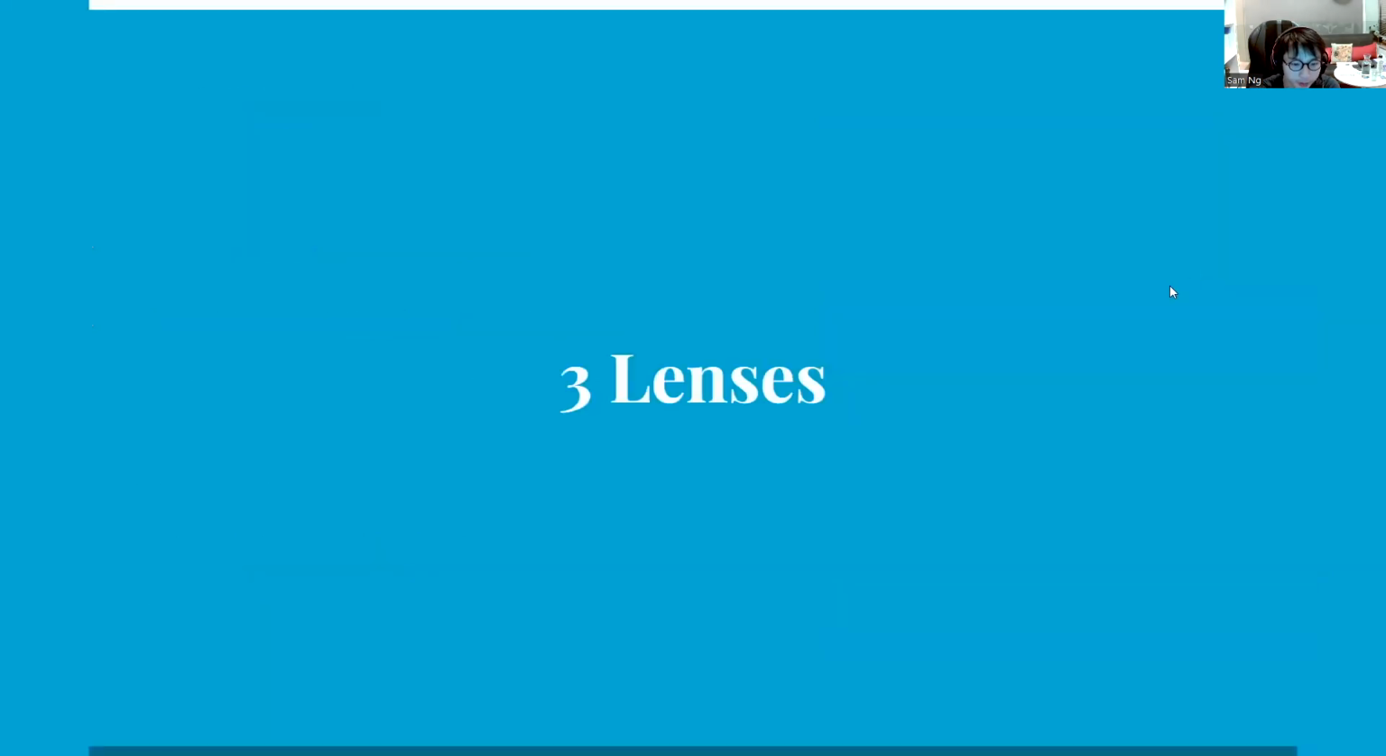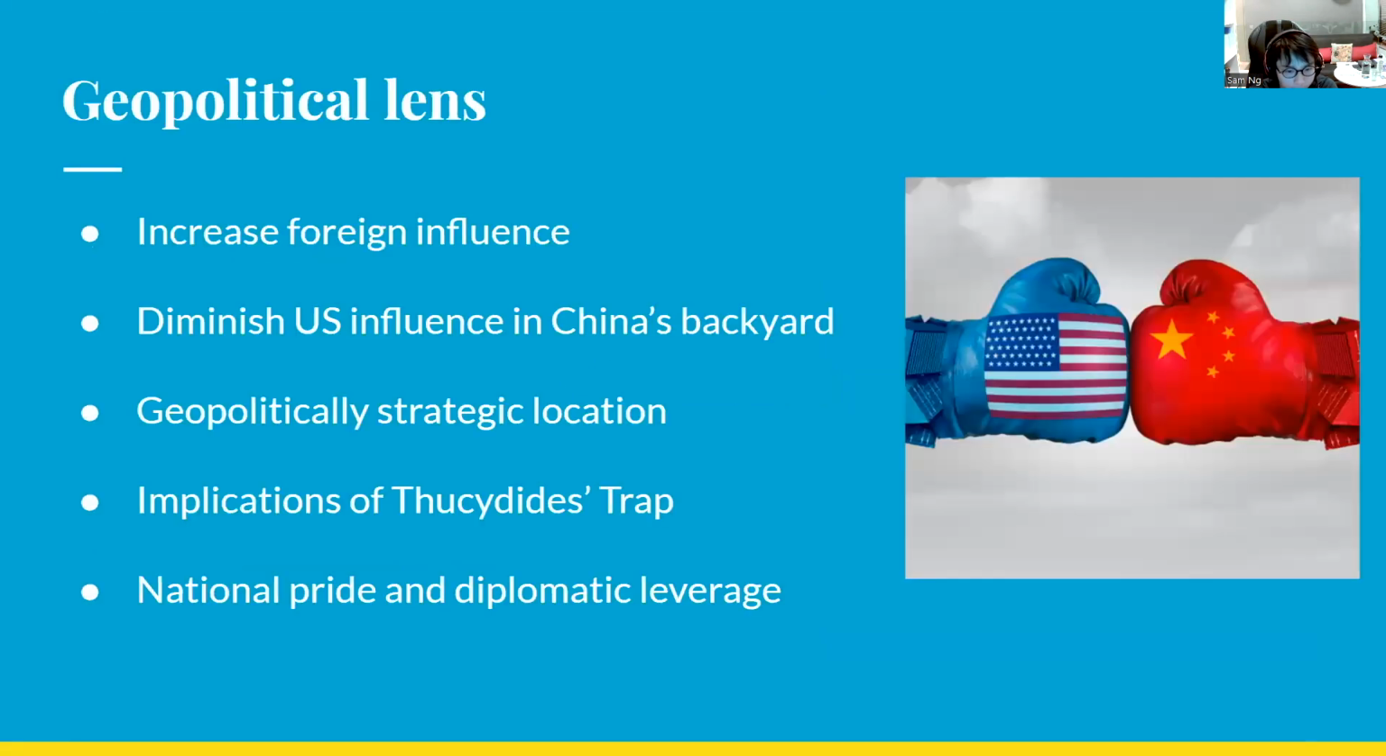Now we'll look through each individual lens and see just what China has to gain, starting with the geopolitical lens. Geopolitically, China seeks to increase its foreign influence and limit the US presence in its backyard. The sea's strategic location and economic significance, like trade ubiquity, make it a valuable asset for expanding China's power and influence in nearby countries. Additionally, as China's rise threatens the established hegemony of the US, tensions between the two powers are growing, resembling Thucydides' trap.